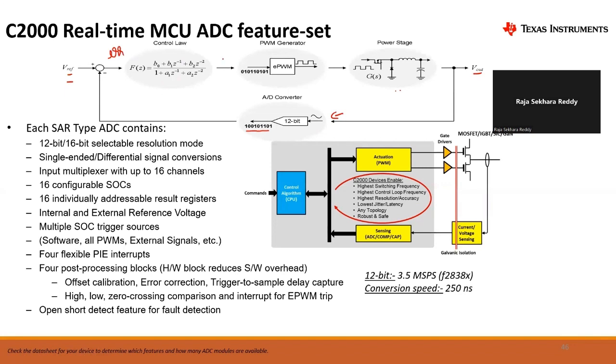The error signal passes through your controller. That generates some value, which is used to actuate your PWM generator and generate this PWM signal to run your power stage. So this is like a closed loop. Basically, you got a closed loop.